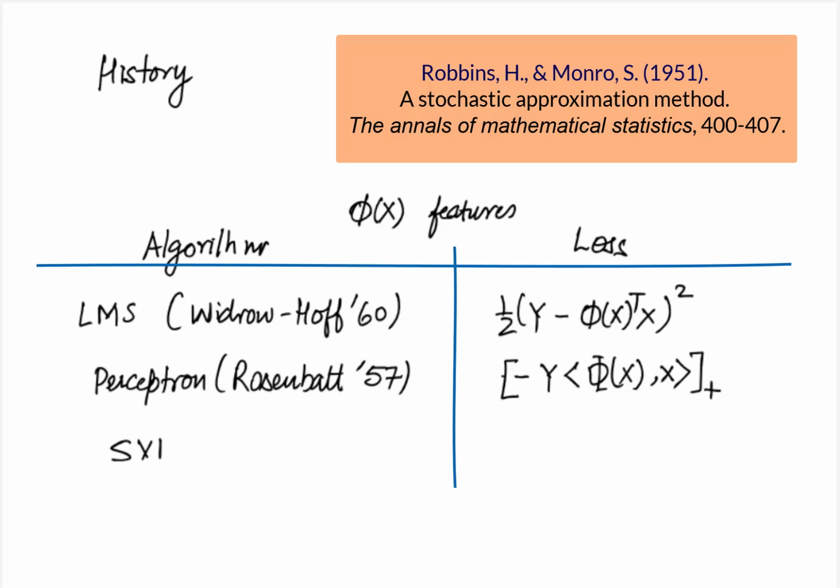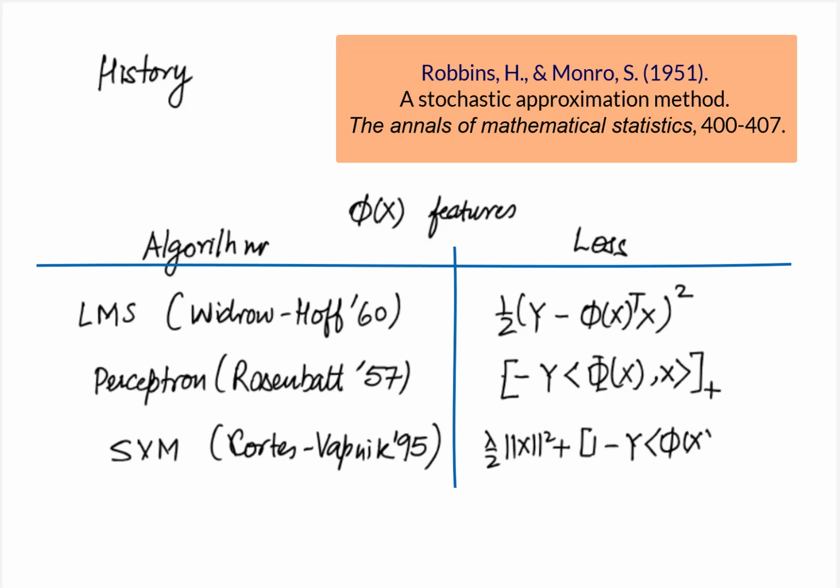The support vector machines proposed by Cortes and Vapnik in 1995 for classification also used stochastic gradient descent on the loss function lambda by 2 norm square of x plus positive part of 1 minus y times inner product of phi of x comma x, which is the regularized hinge loss function.